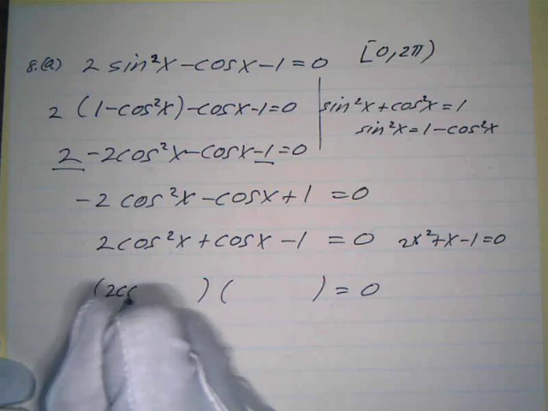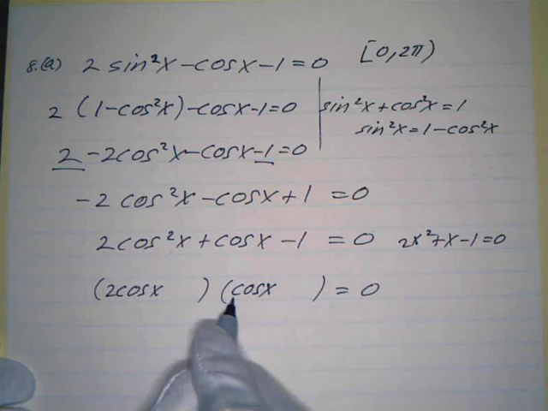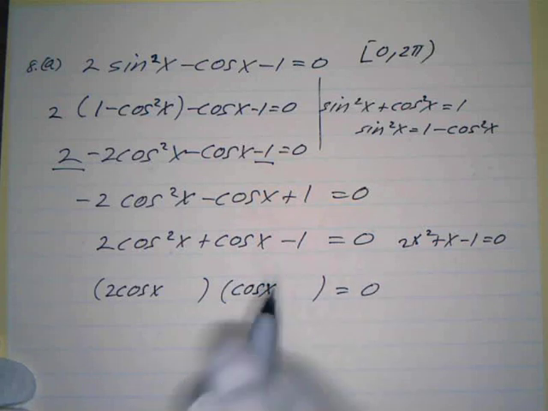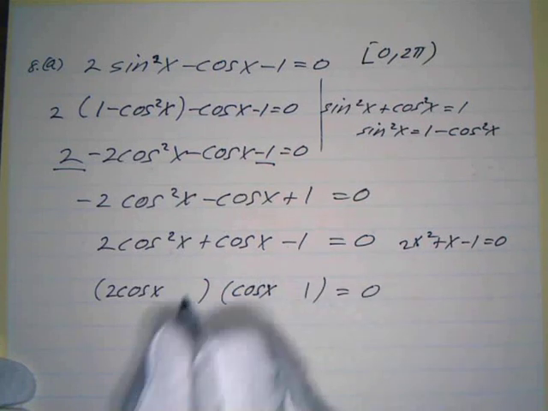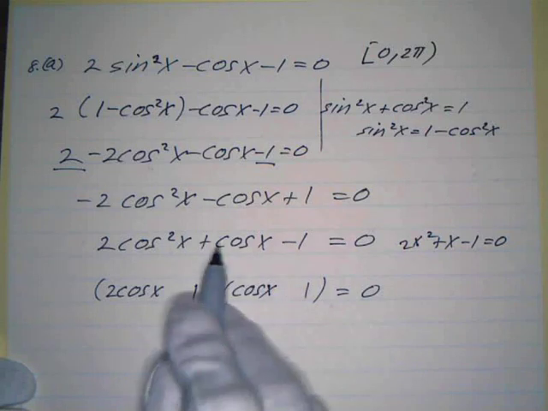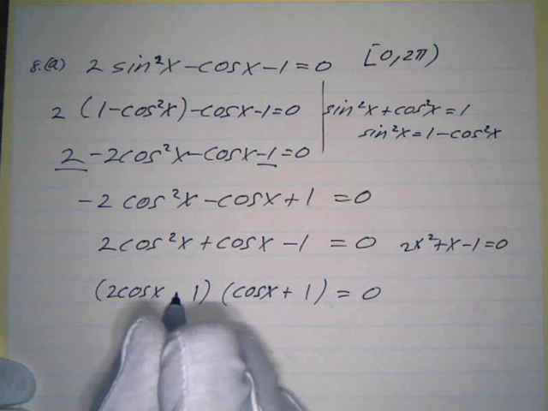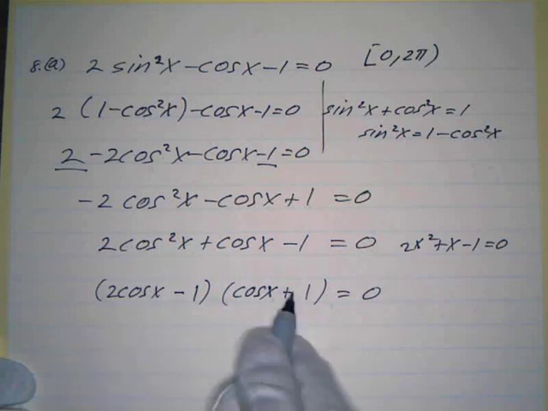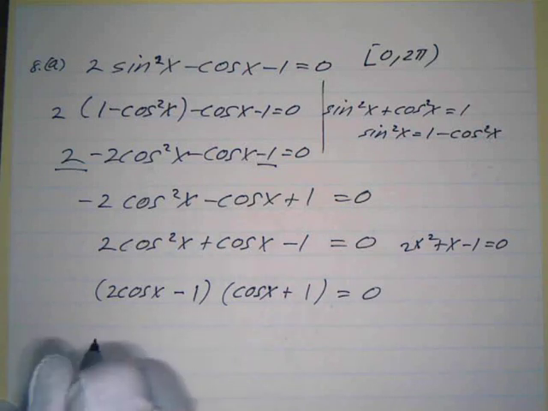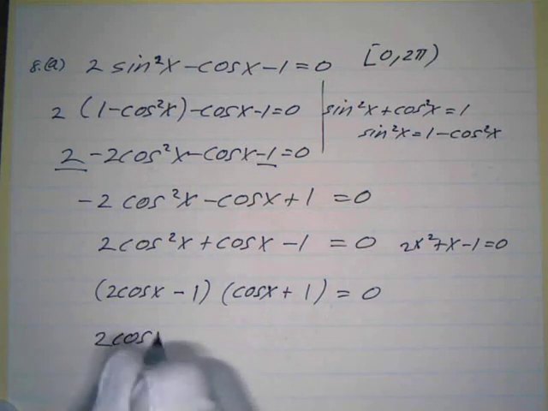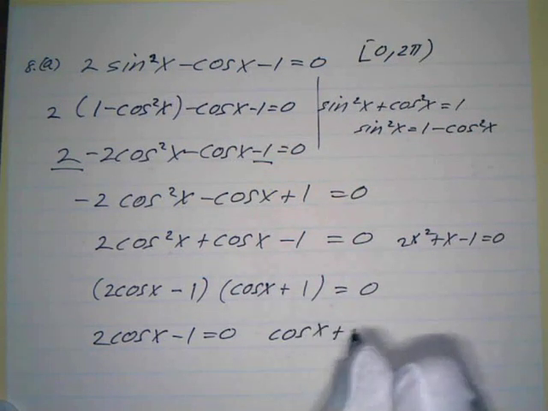So I can get 2 cosine of x and cosine of x. That's how I'm going to get 2 cosine squared of x. Now my signs are going to be different, but the only way I can get 1 is 1 times 1, so I just have to play with the signs, and I want to get a positive, so this is going to be positive, and this is going to be negative, and check it. It's going to be a positive 2 minus 1 is 1. And then we set each of these equal to 0. 2 cosine of x minus 1 equals 0, or cosine of x plus 1 equals 0.